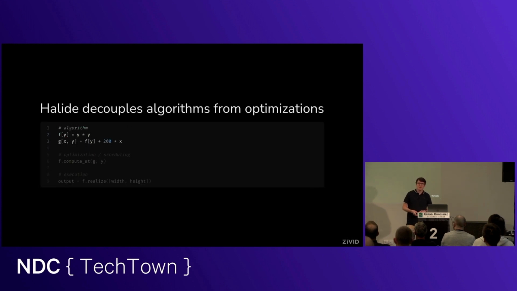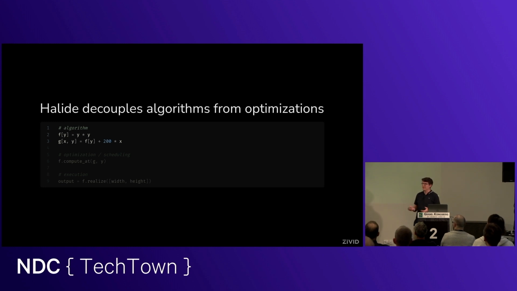So this is where Halide comes in. Halide is a language and library that allows you to decouple the algorithms from the optimizations. So here's the same algorithm in a sense as was on the previous slide.